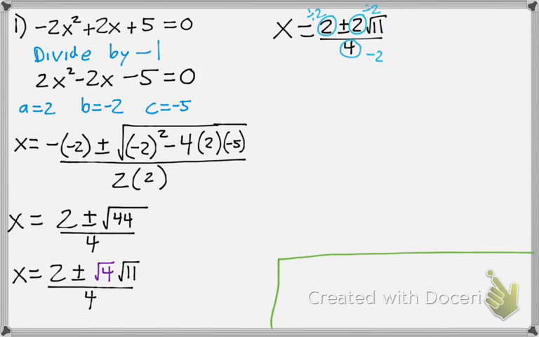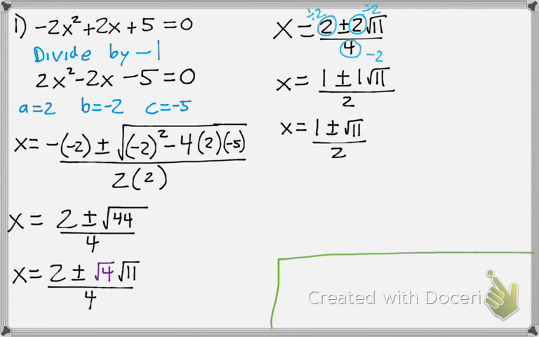So if you divide everything by 2, except for the radical, then you're going to get 1 plus or minus 1 square root 11 over 2. And you don't need to write the 1 in front of the square root 11, because 1 times square root 11 is just going to be square root 11. So this would be your answers. It's technically 2 answers because there's a plus and a minus version. So this is the exact.